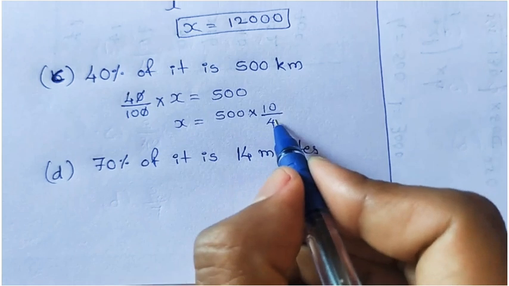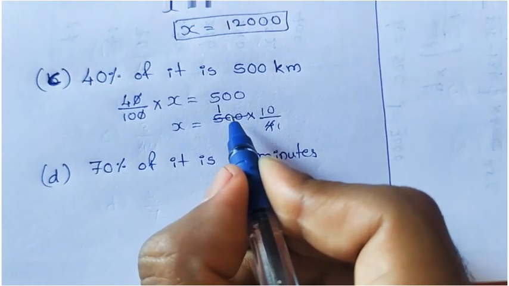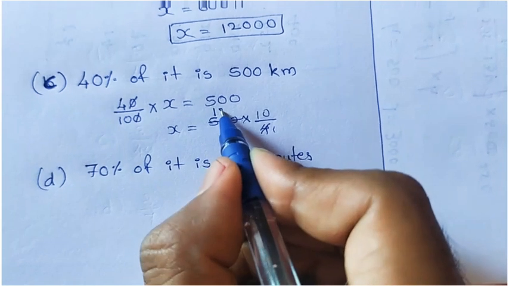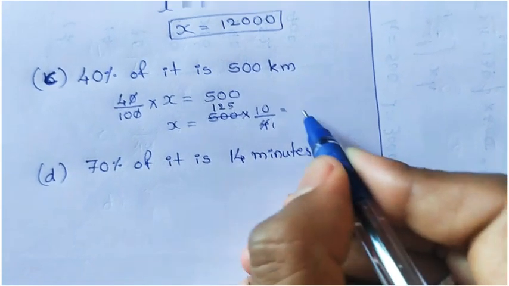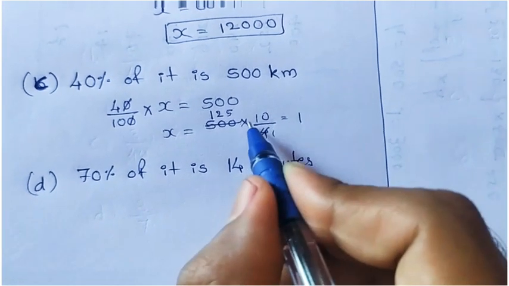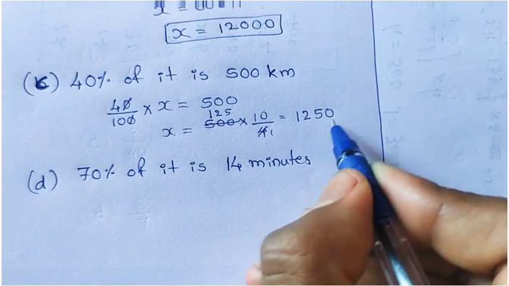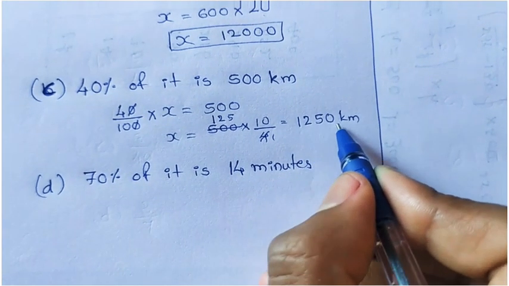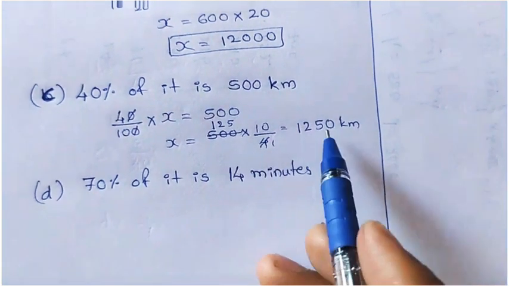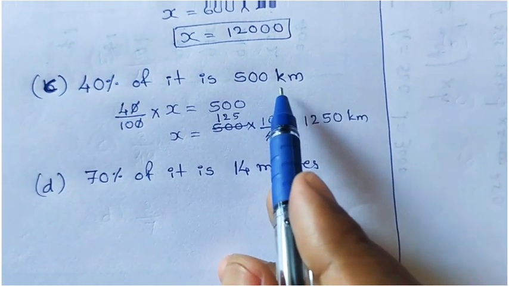Now you can divide it. 4 ones are 4, remaining 1, it will be 10. 2 fours are 8, again remaining 2, it will be 5. So our answer will be, if you multiply 125 into 10, it will be 1250 kilometers. So in 1250 kilometers, if we take 40%, that will be 500 kilometers.